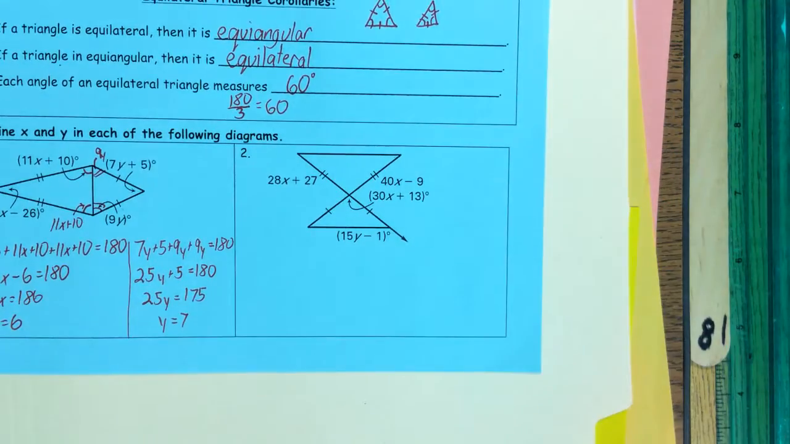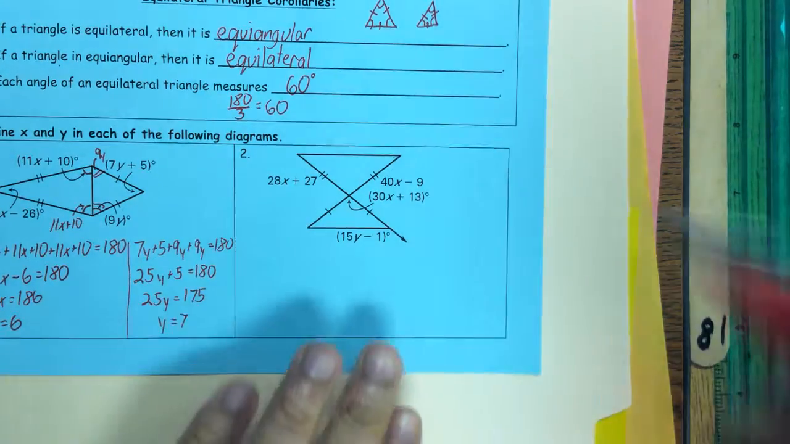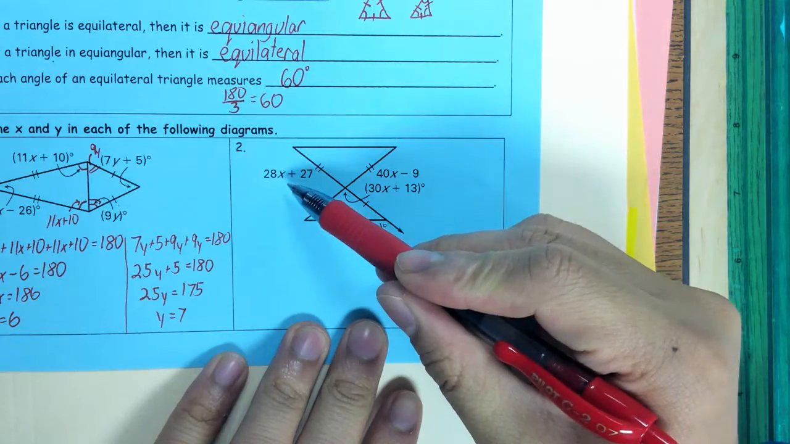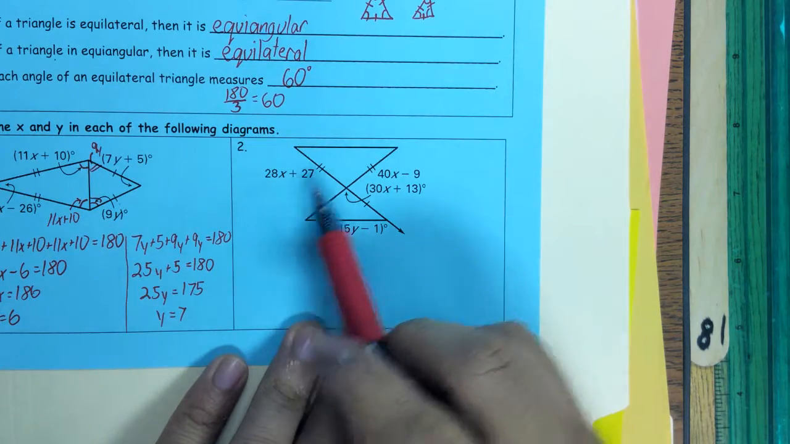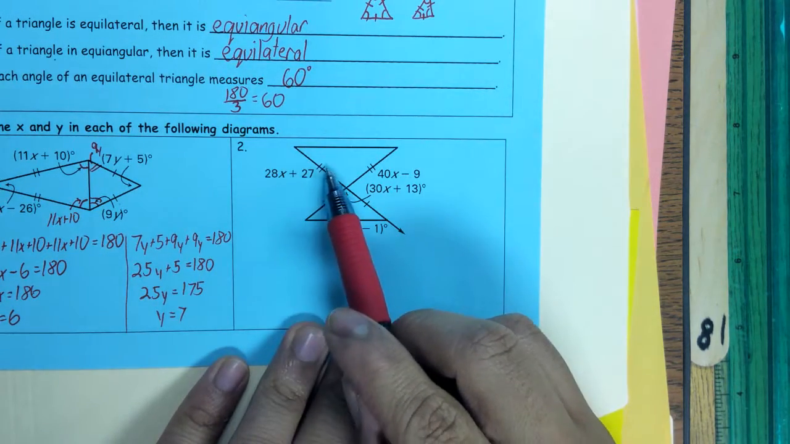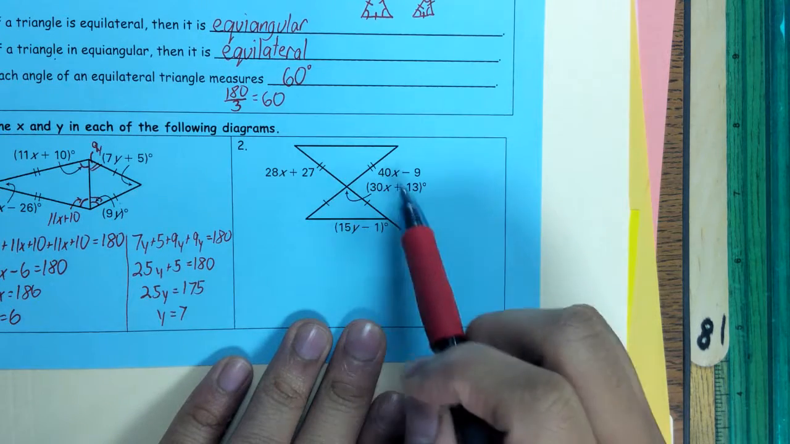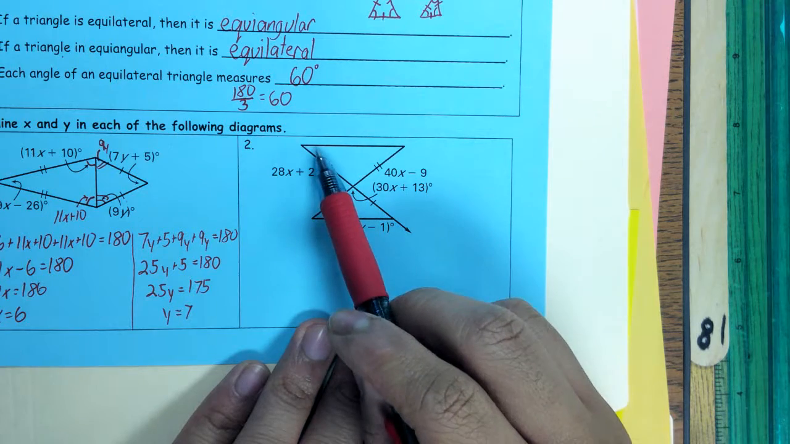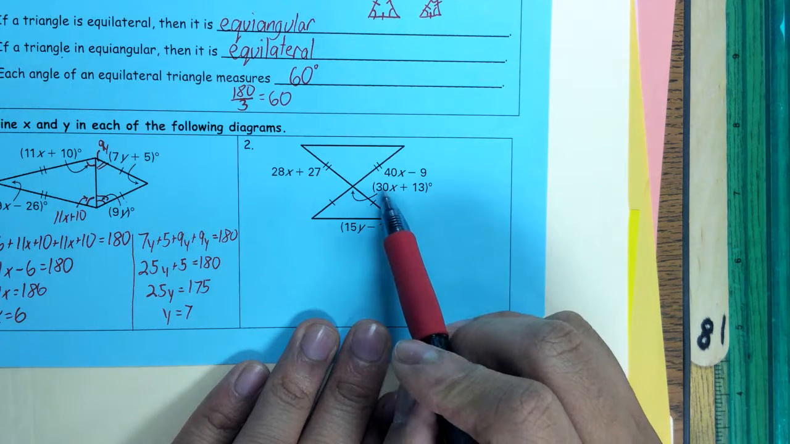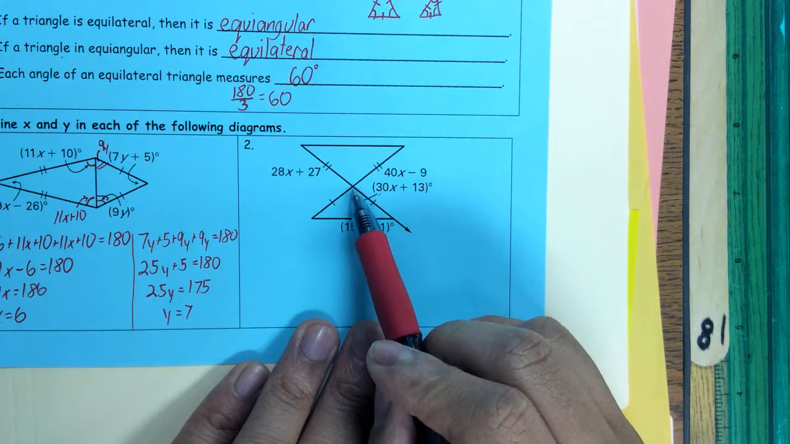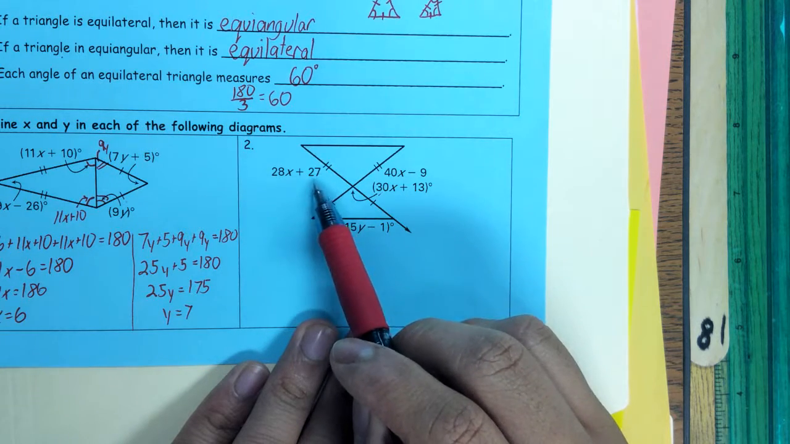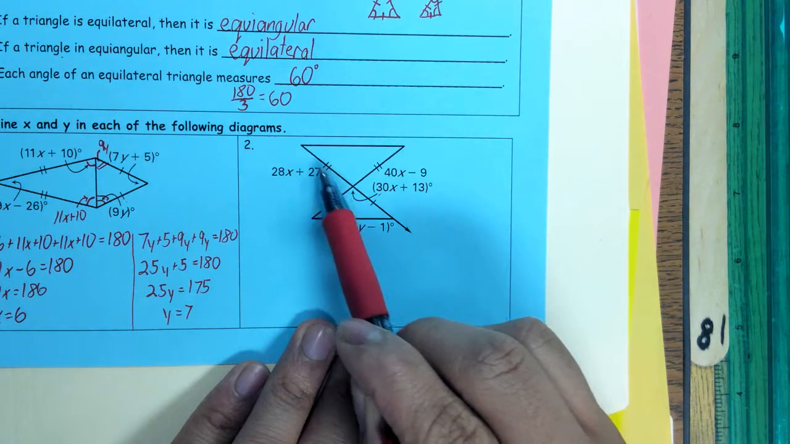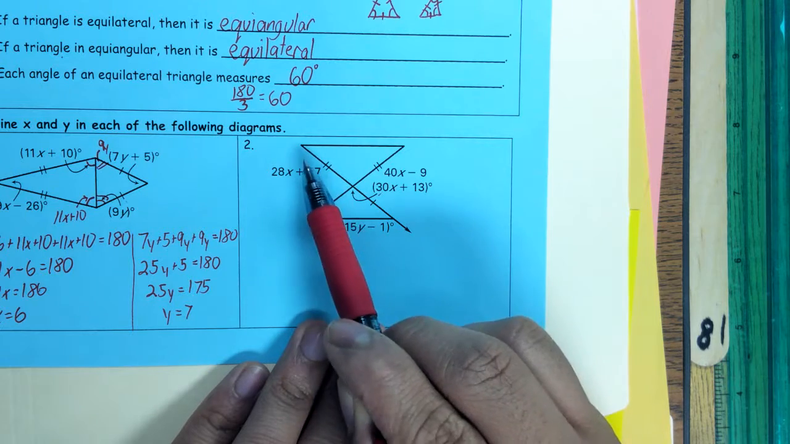So example 2. Here we go. So this time, this 28x plus 27 is not an angle. We know that because it's outside the triangle. If they were angles, we would either write them inside the angle or something like this where it has an arrow pointing to the angle. This one is outside, so it's referring to this side right here.